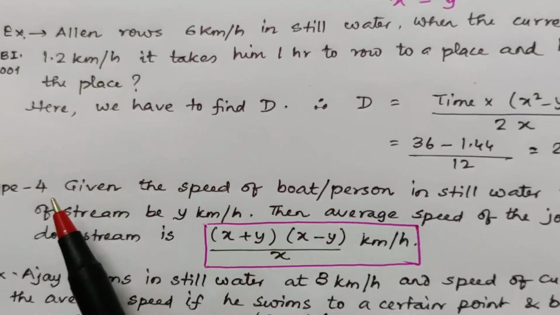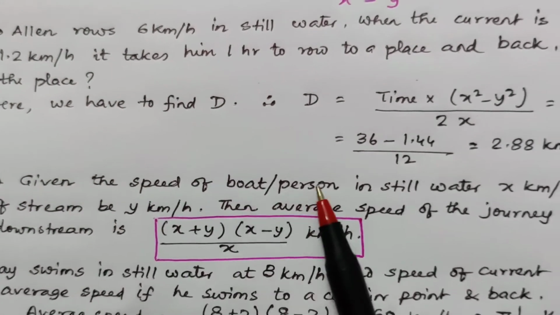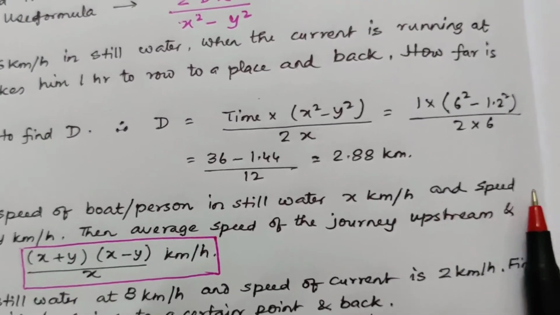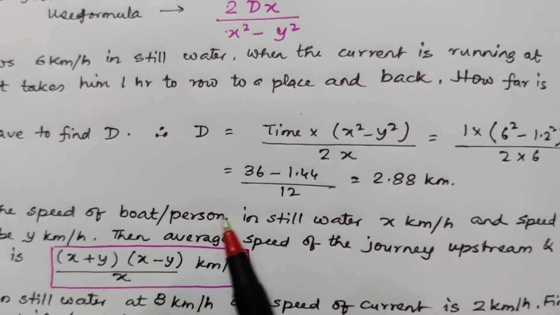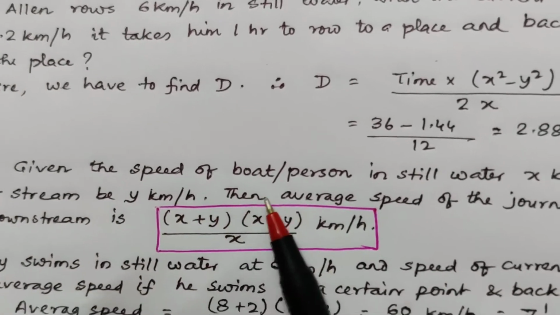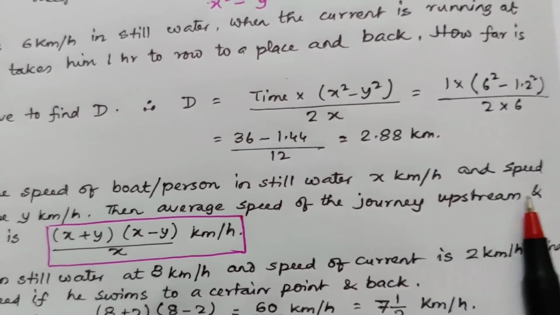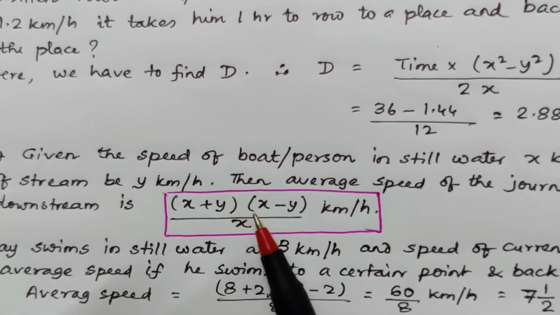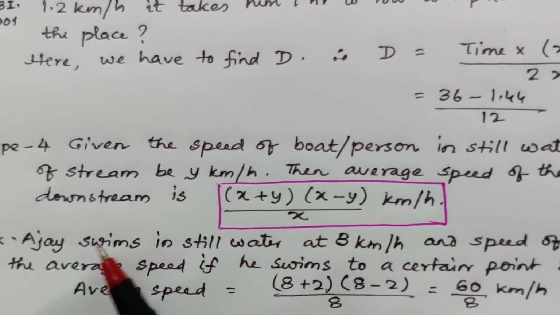Type number 4. Given the speed of the boat or person in still water is x km per hour, and the speed of the stream be y km per hour, then the average speed of the journey upstream and downstream will be (x plus y) into (x minus y) by x.